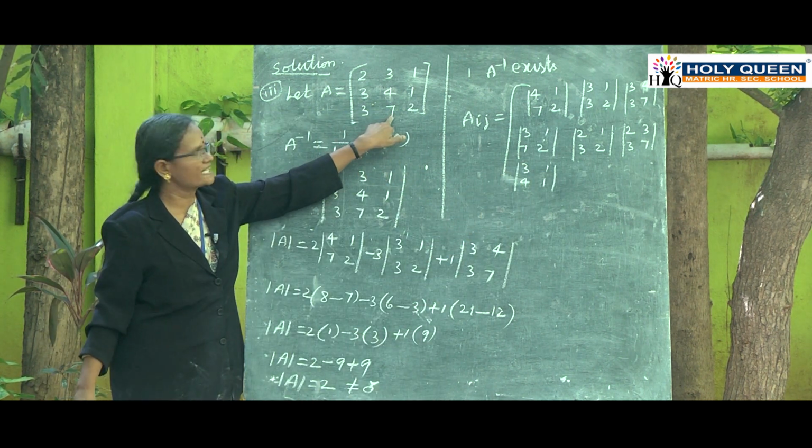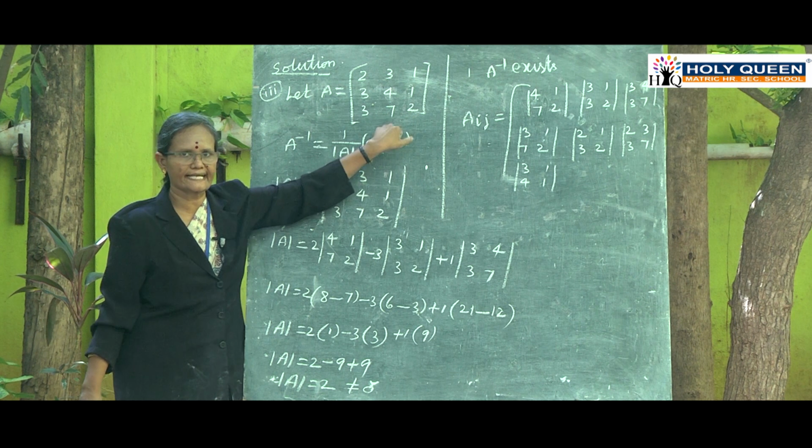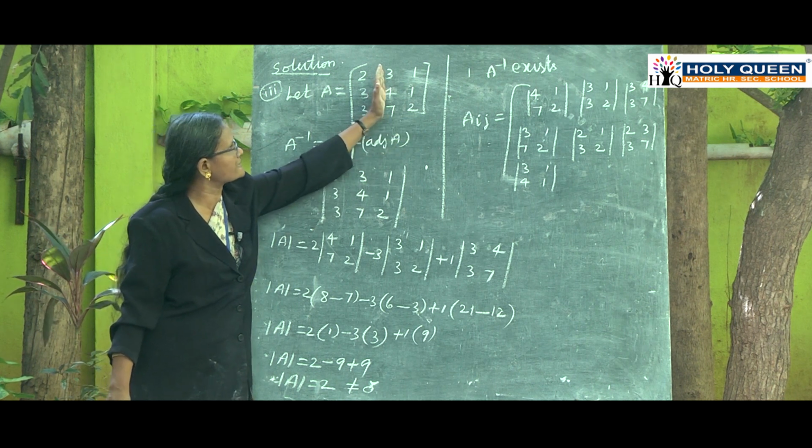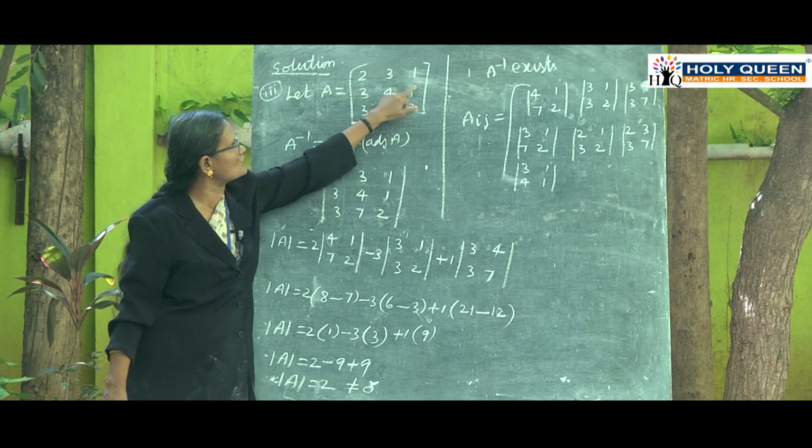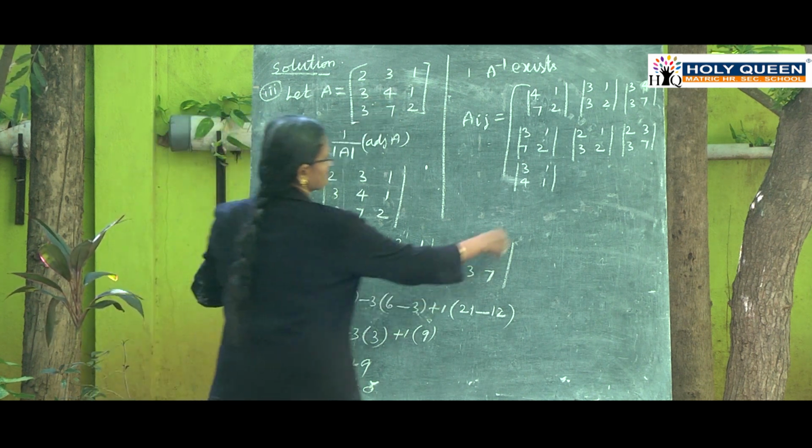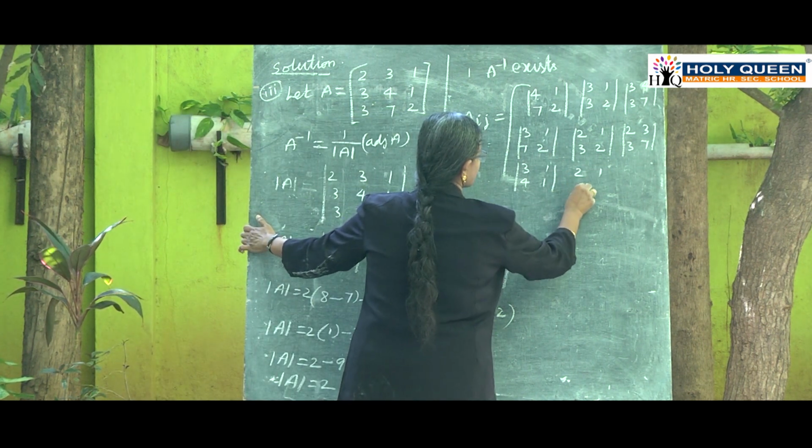The position of 7 is third row and the second column. Ignore that third row and the second column. What are the remaining elements? 2, 1, 3, 1.